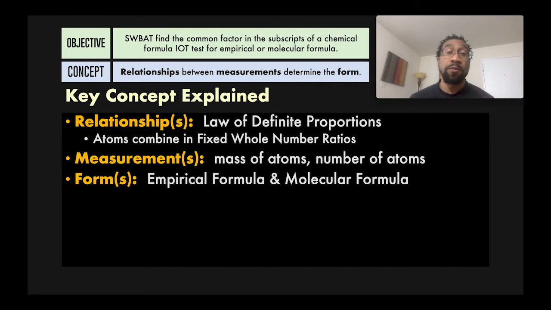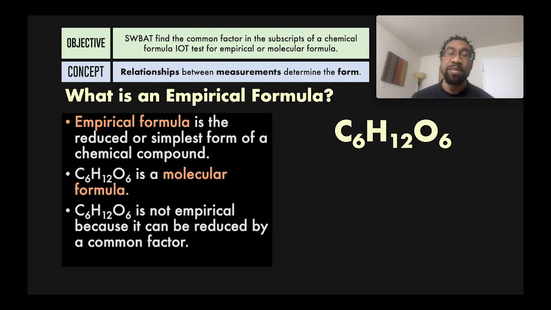So there are two forms, the empirical formula and the molecular formula. And each of them have some similarities and they also have some differences, okay? So we're going to learn how to be able to test for the two types. So what is an empirical formula? Well, the empirical formula is the reduced or simplest form of a chemical compound.